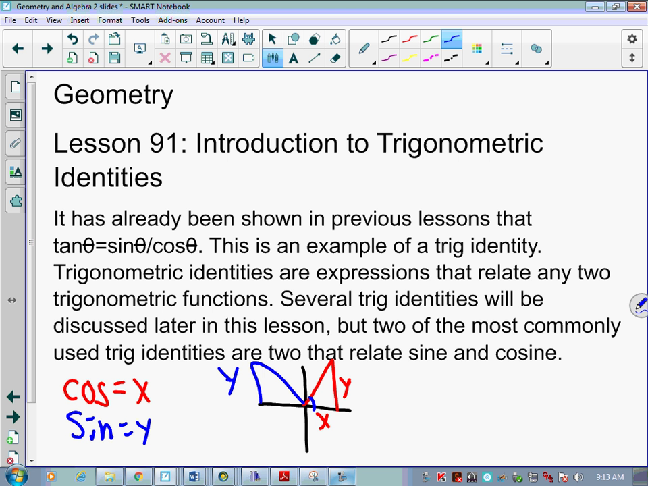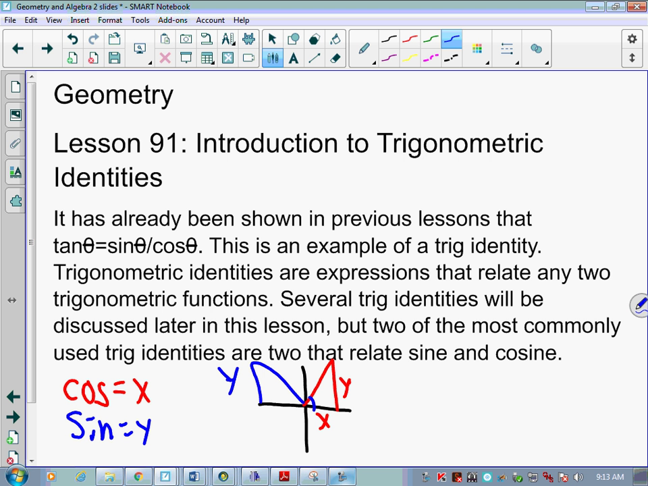Okay, good. So this is an example of a trigonometric identity, meaning I can substitute sine over cosine in for tangent. Or if I saw that I have sine over cosine as a function, I could substitute tangent in for that, because essentially what an identity means is two things that equal each other. I can substitute one in for the other. Okay? So hopefully we can follow that.